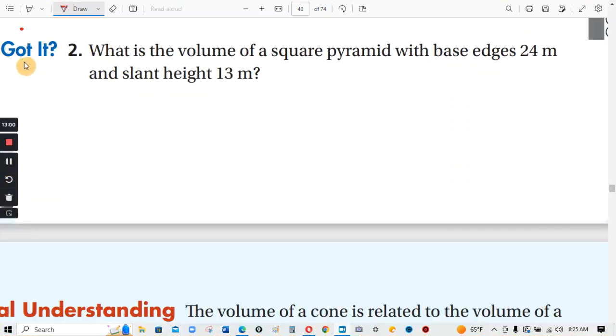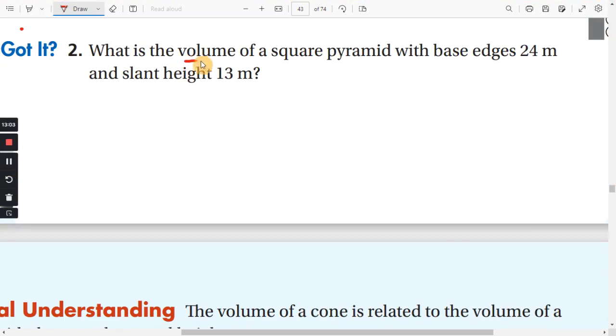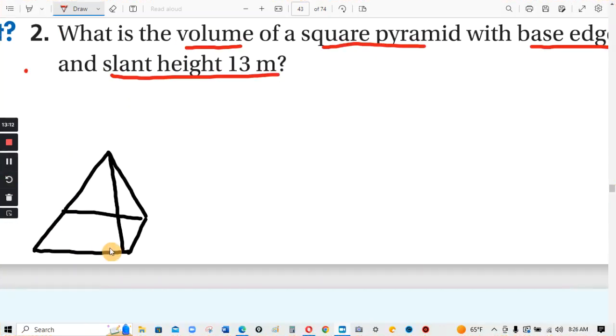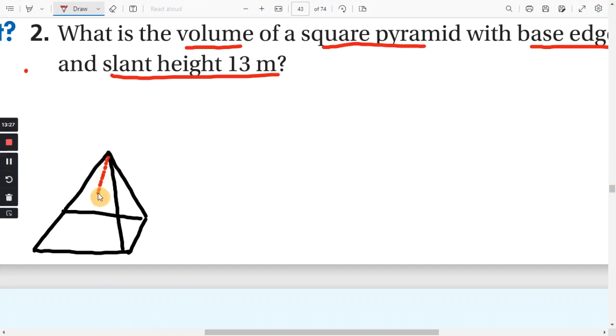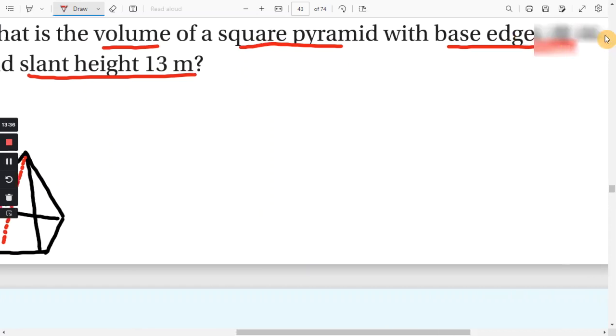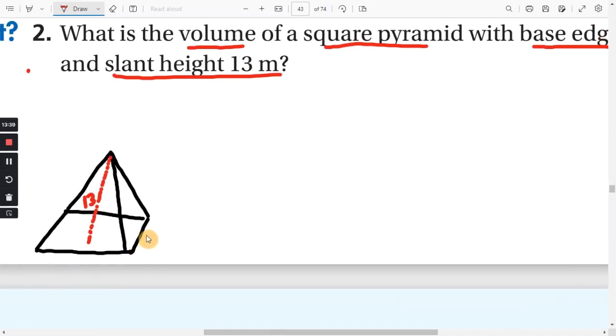All right, please try the got it problem number 2. What is the volume of a square pyramid with base edges 24 and a slant height equal to 13? All right, so I can't draw it too well, but the slant height is 13. So if you could draw that in, I would say that runs down the side of one of the triangles like so. And the slant height is 13. And the base edges are 24. And those are both in meters.